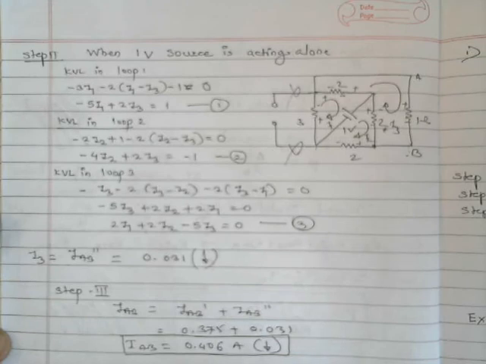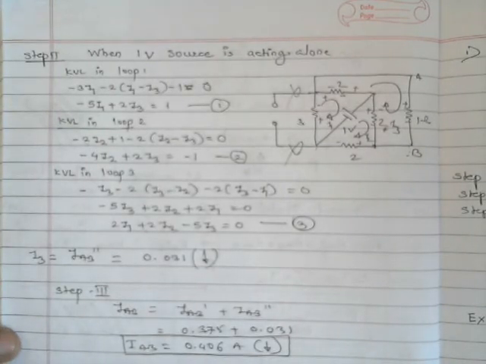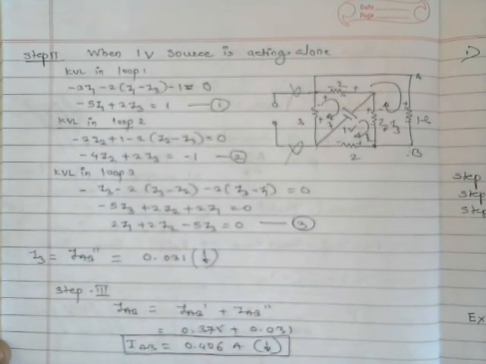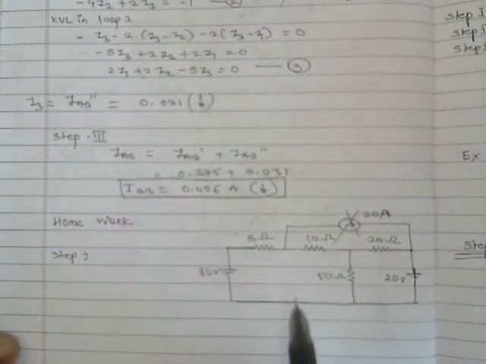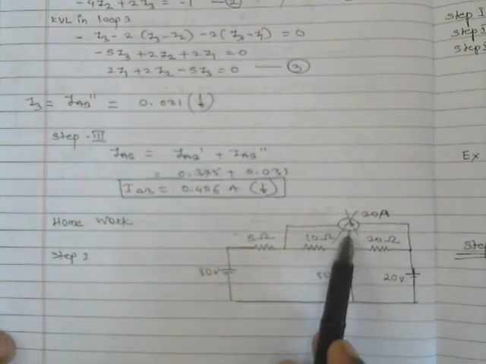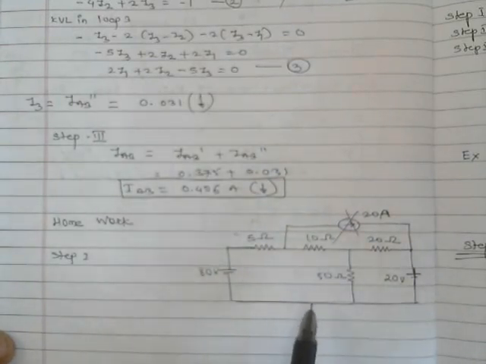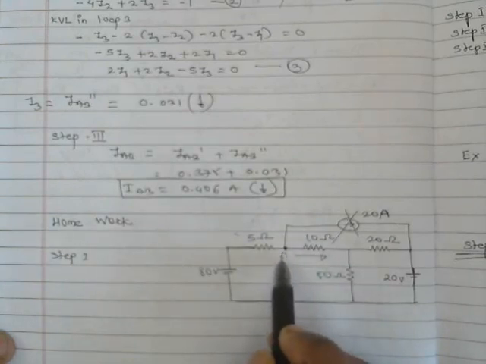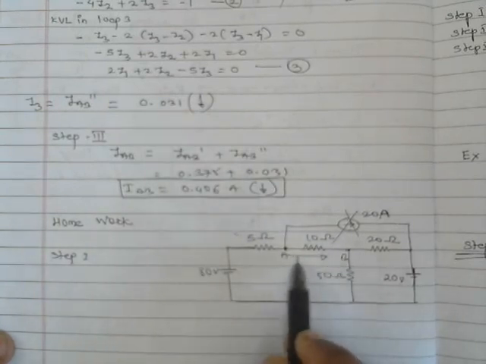Okay, so you can see there are three sources. You have to consider step 1, when only this source is acting, so this will become short circuit and this will be removed. Oh, I'm sorry, you can see, I'm really sorry. When you consider this source, this will be short circuited, this will be open. Sorry, the question is to determine the current through 10 ohm. So we want to find the current here. If this is A, this is B, we want to find the current through AB.